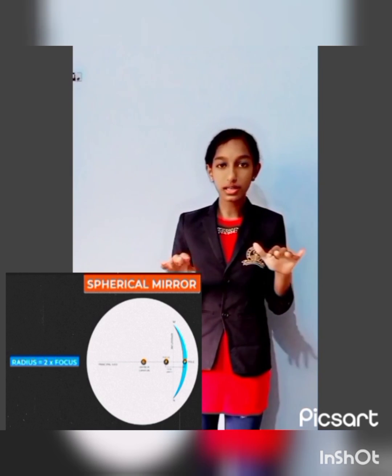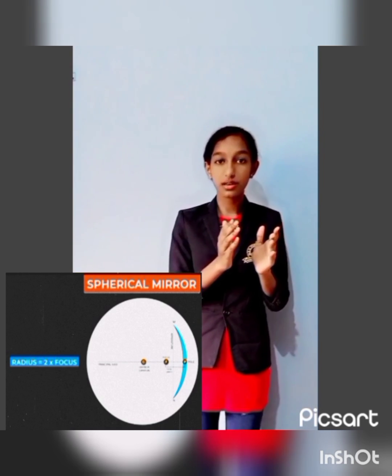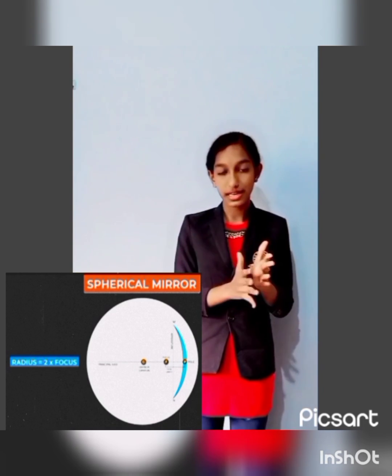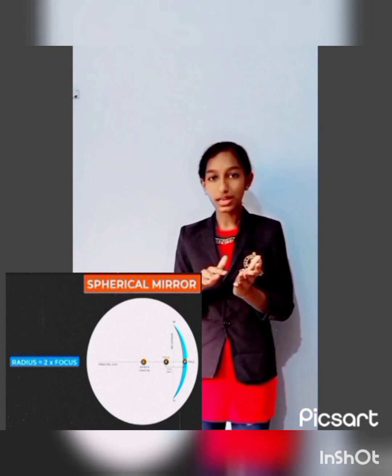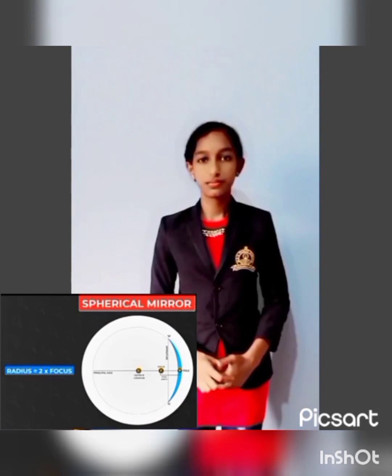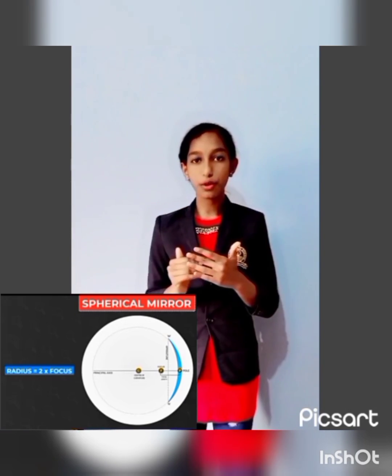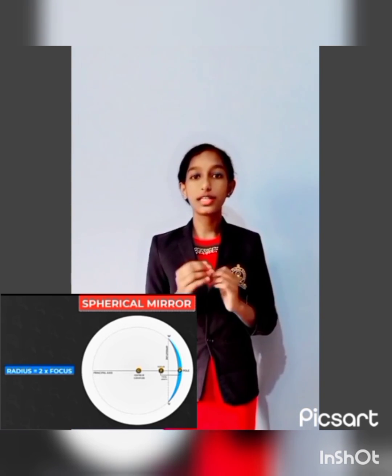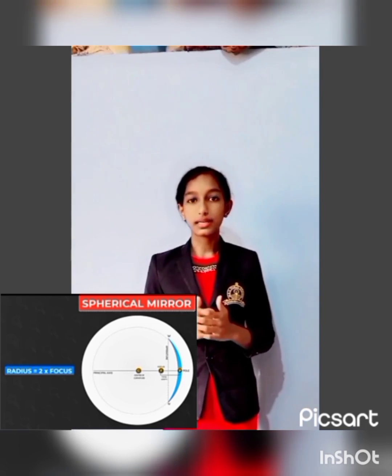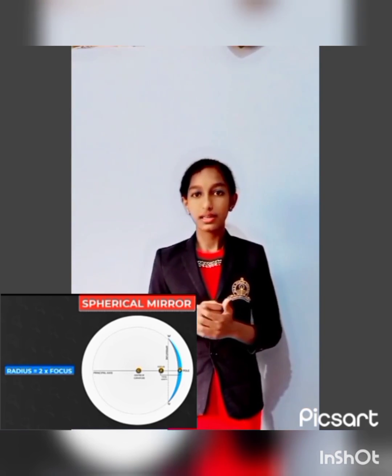And the total line which passes through the center of curvature, focus, and pole is known as the principal axis. And the starting point to ending point of the reflecting surface is known as the aperture. You can denote it by any two letters like A, B, or M, N. Now let us know about the concave mirror. First, let us know the rules for the concave mirror.